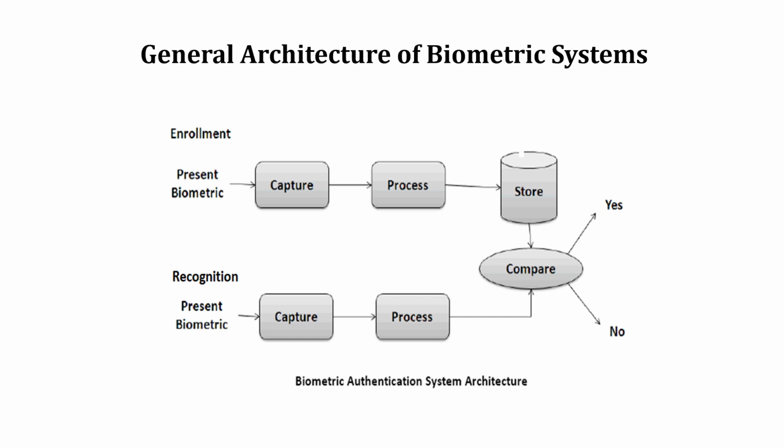In the enrollment phase, initially the input is captured, processed and stored in a database. Then comes the recognition phase. Here also, when the input is given, we capture and process it, and then send the processed data to the compare unit. The compare unit gets the stored data, and we compare the present and stored data to verify or identify the concerned person in the comparison box. If the person is identified, the decision box will give yes; if the person is not identified, the decision box will give no.